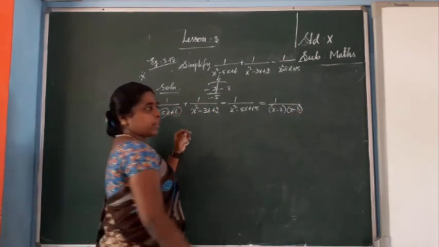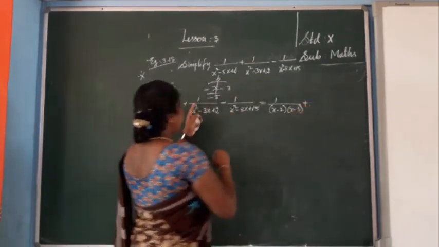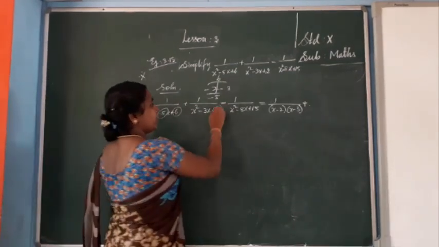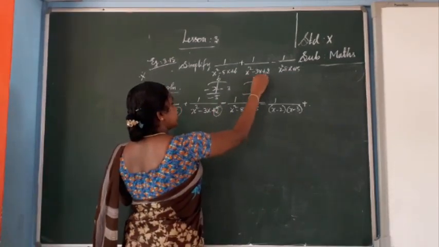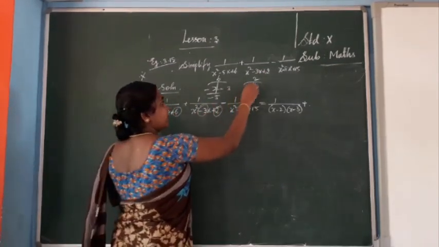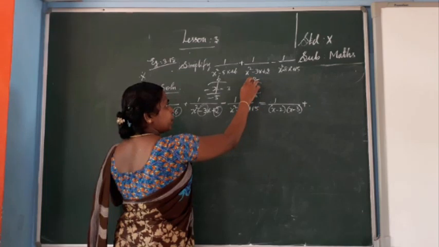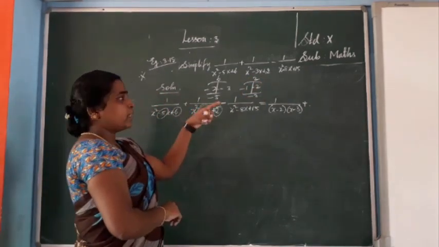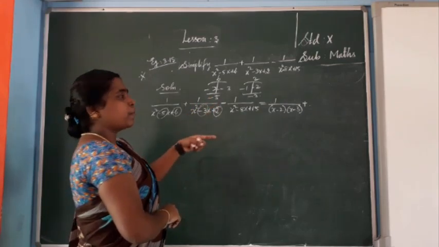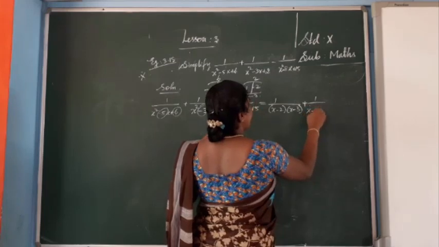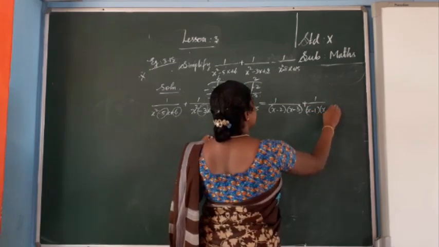Then plus, okay? Then second part, 1 by x square minus 3x plus 2. So here product is 2, sum is minus 3, okay? What are the possibilities? 1, 2 is 2. So here also product is plus, sum is negative, so both the numbers are minus. So x minus 1, 1 by x minus 1 into x minus 2, okay?